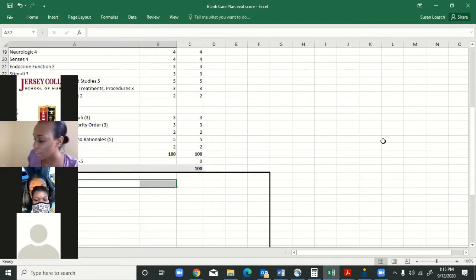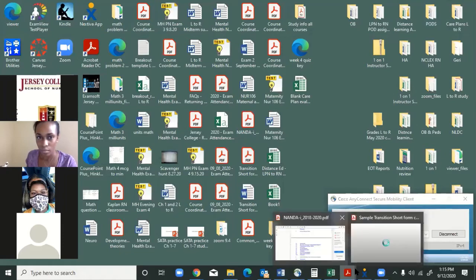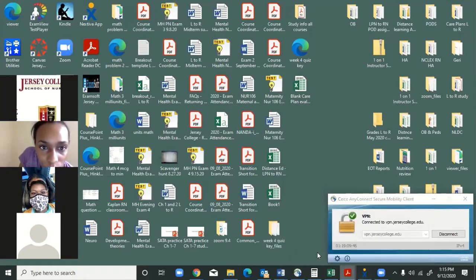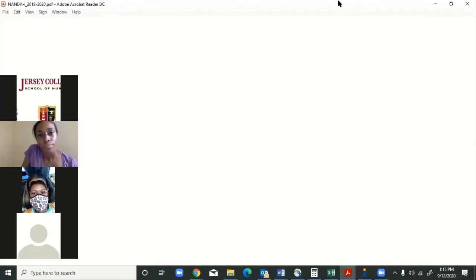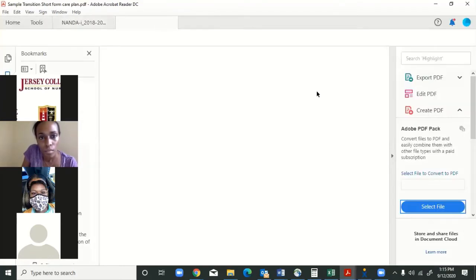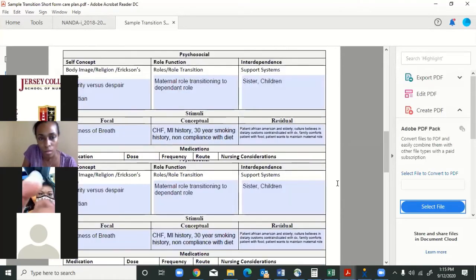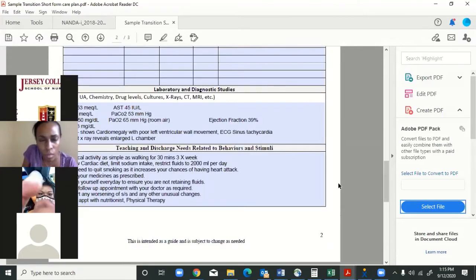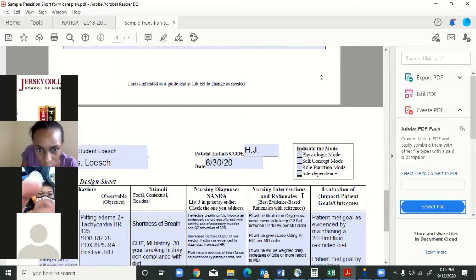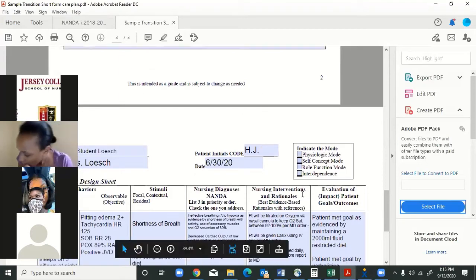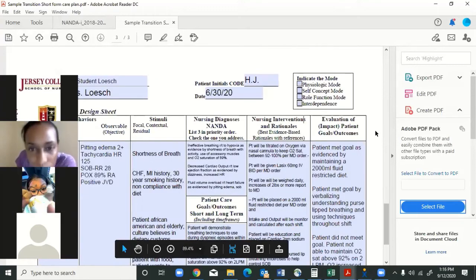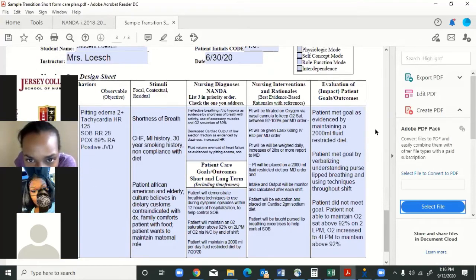Okay. So it says 3 to 5 interventions with rationales. We need rationales. We need 5 interventions, not 3, or up to 3. Where was the one I just had up here? Let me get that back up. I thought you guys had to have 5 interventions and rationales, but you're only doing it for the one priority nursing diagnosis.